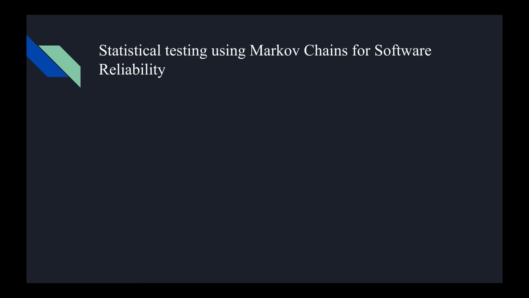Statistical testing using Markov chain for software reliability. The goal is to certify the quality of software. Software quality measures are obtained by applying the statistical evaluation mechanism on the sequences and any failure data observed during the test. In this presentation, the statistical evaluation will be shown using the Markov chains.